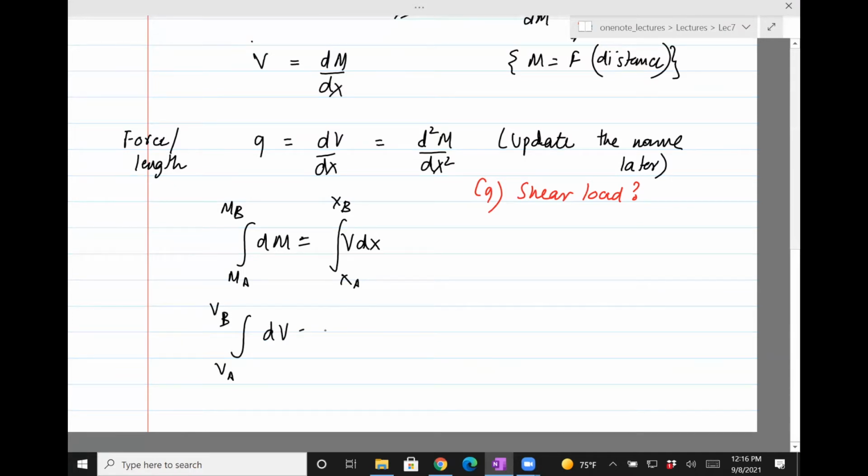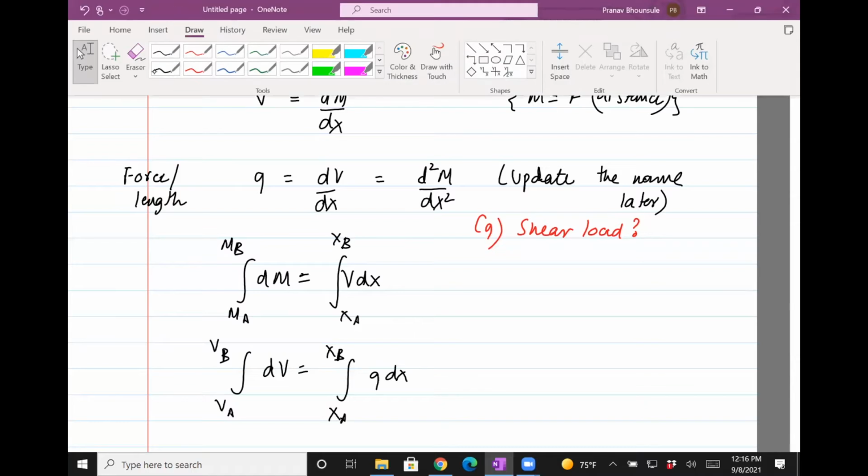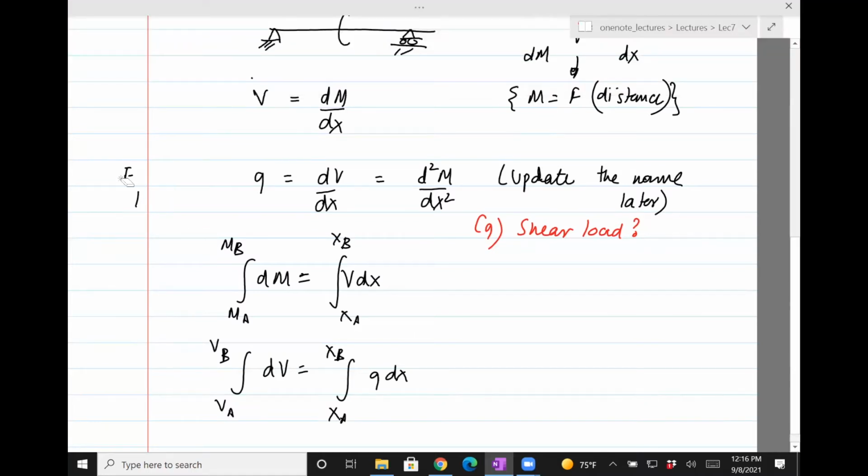So now I'm going to integrate q dx from x_A to x_B. There's a lot of clutter here. Let me get rid of this. And I really would recommend that you don't have to remember everything. I think if you know those two formulas I put in red, you should be fine.